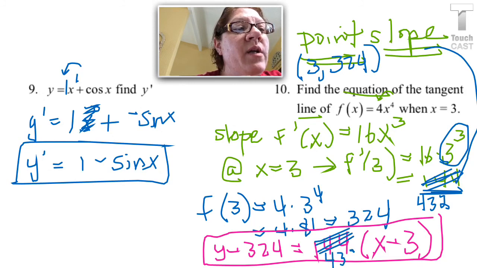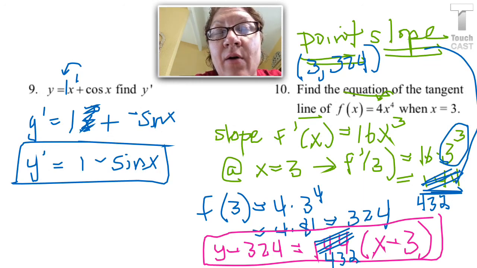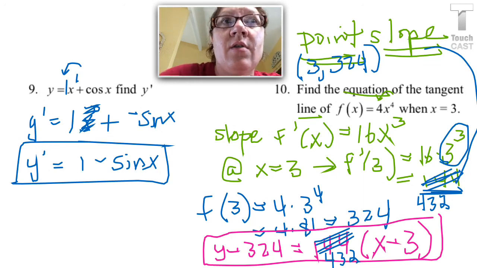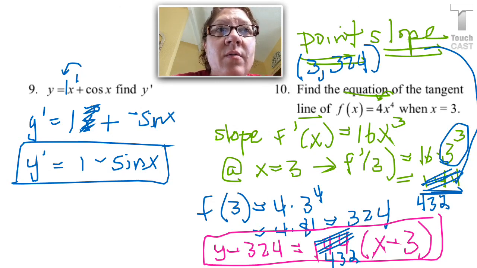And oh, by the way, if you want to be an overachiever, of course you can, shoot, I can't even do that. I'm not overachieving. But I could turn it into standard form if I distribute, not standard form, but mx plus b form, slope-intercept form, if I distribute, move the 324 over. But who wants to do that? I already screwed up on multiplication.